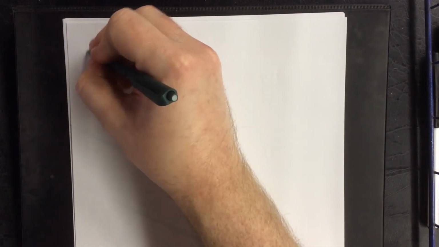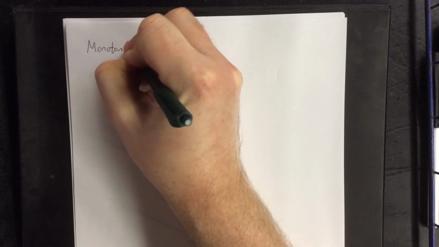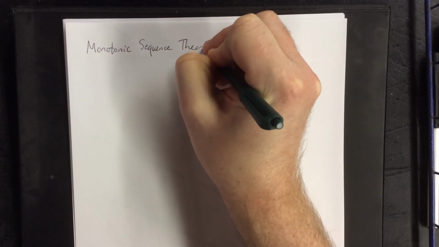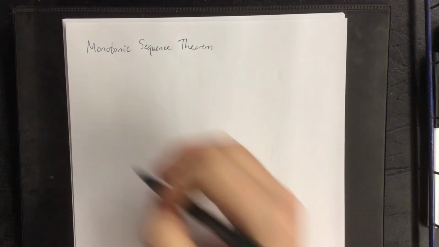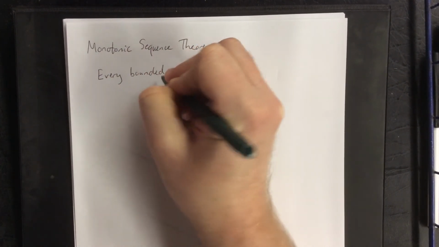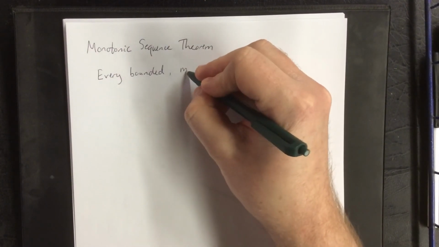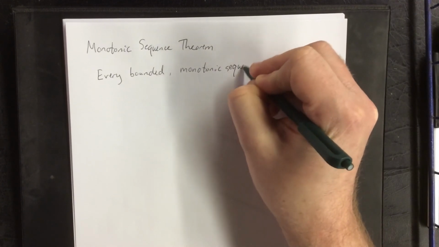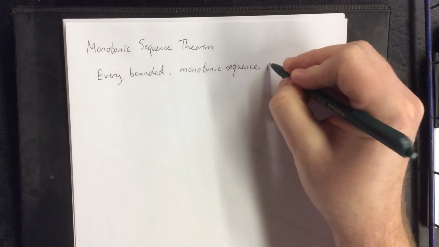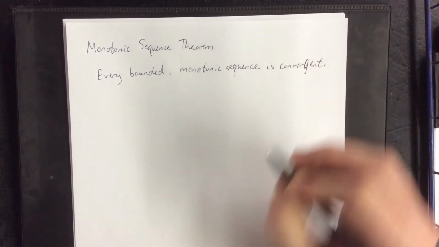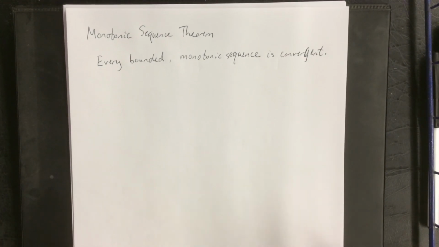The theorem states the following. This is the monotonic sequence theorem. The monotonic sequence theorem states the following. Every bounded monotonic sequence is convergent. Every bounded monotonic sequence is convergent.